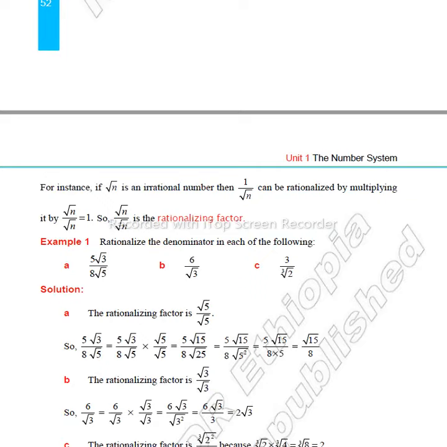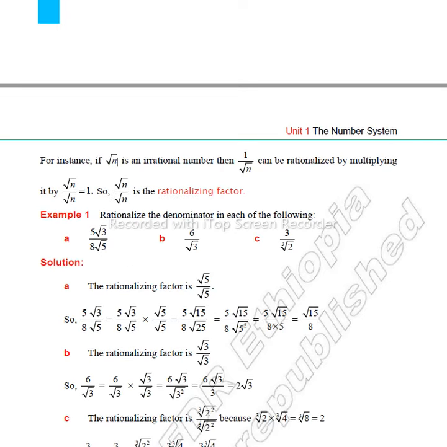For instance, the square root of n is an irrational number, as we know, if n is not a perfect square. Every number under a square root that is not a perfect square will be irrational. Then 1 over square root of n can be rationalized by multiplying by square root of n over square root of n, which is 1. So square root of n over square root of n is the rationalizing factor. Multiplying by such a number will rationalize the denominator.